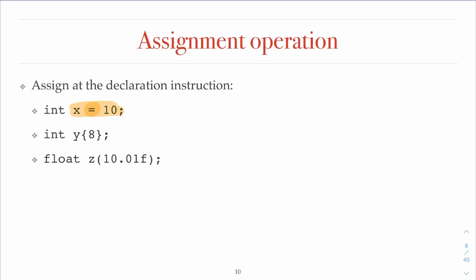The second one is not so familiar to you, but I myself use it sometimes. It's called uniform initialization. Okay, the third one is also unfamiliar to you, but when you study object-oriented programming, you will see that this initialization is normal. Okay, so we have several ways to assign the value for your variable at the beginning.